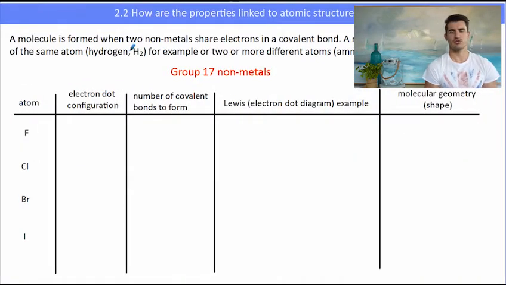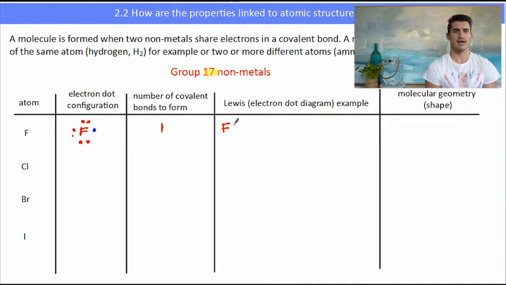So let's have a look at group 17, the non-metals. So we have fluorine, chlorine, bromine, iodine. Things in the same group will want to do the same thing. So fluorine, its electron dot configuration, well, it has 7 electrons in the outer shell, so we have 7 electrons surrounding the fluorine. One of them is unpaired, that's the one that fluorine wants to share. It wants to share that electron to have one covalent bond.